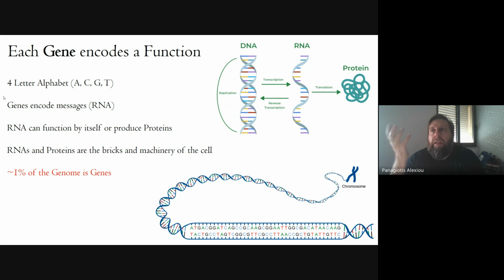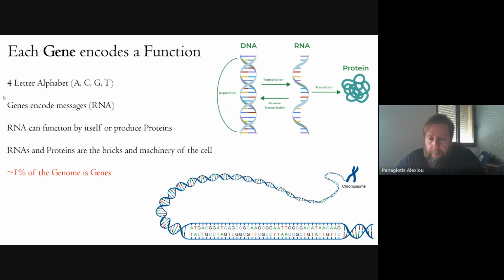So genes are still made out of sequence, out of letters, letters corresponding to chemical molecules. And importantly, these genes encode messages in a molecule called RNA, and then this RNA molecule can go and do things, can have function in itself, or it can be an intermediate to produce other biological molecules called proteins. RNAs and proteins are the structural and functional machinery of the cell, meaning they are what the cell is primarily built of and what does different operations.